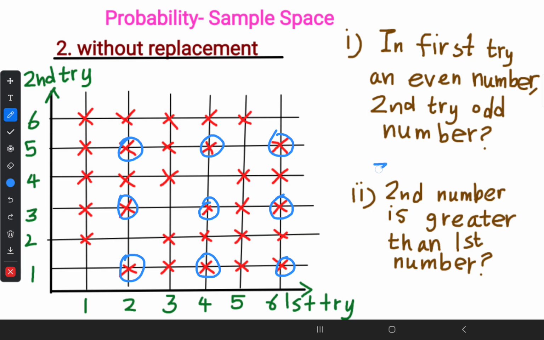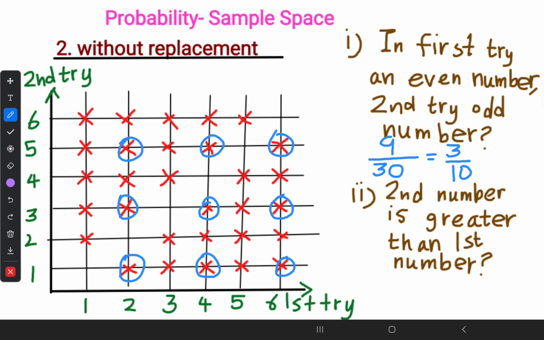In 30, the events which we need, that is 9. 9 upon 30. If you want, you can simplify to give your answer 3 upon 10. Both are correct. This would be the probability for the first event. Next, let's check with the second event.